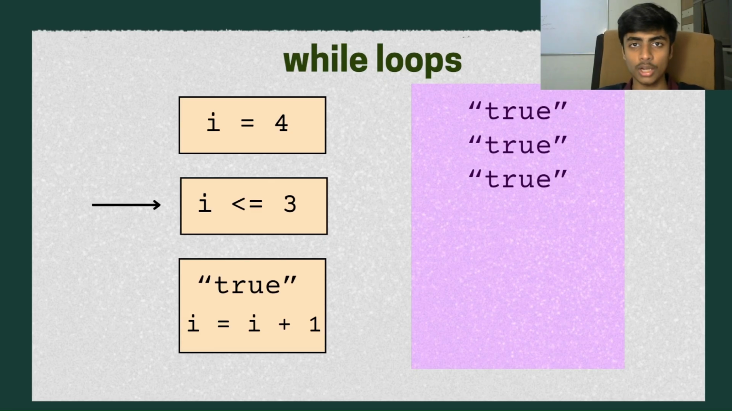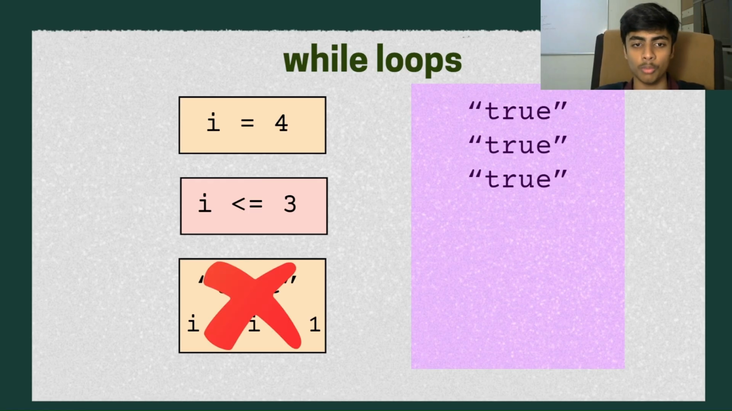We're going to go back to the condition and check it. We are now checking if 4 is less than or equal to 3. This condition is obviously false. Like I've told you before, if the condition is false, we're not going to execute the block of code anymore. We'll just move on to the rest of the program, or if we don't have anything else in our program, our execution ends.